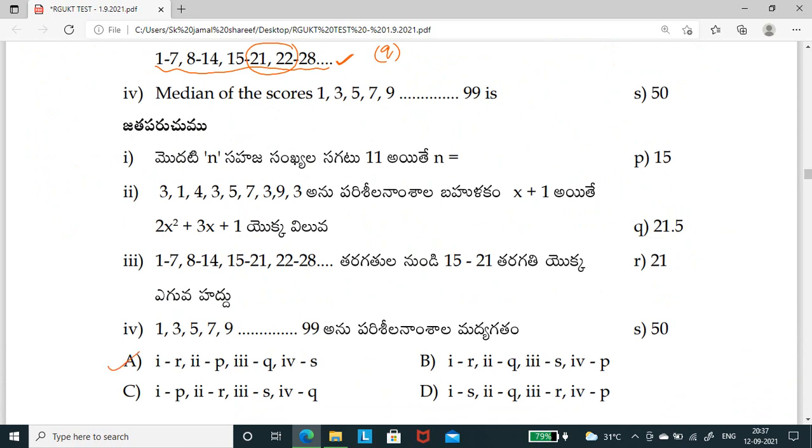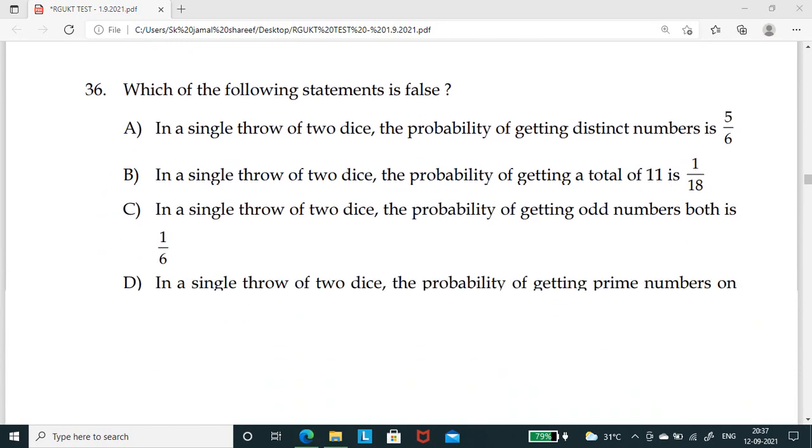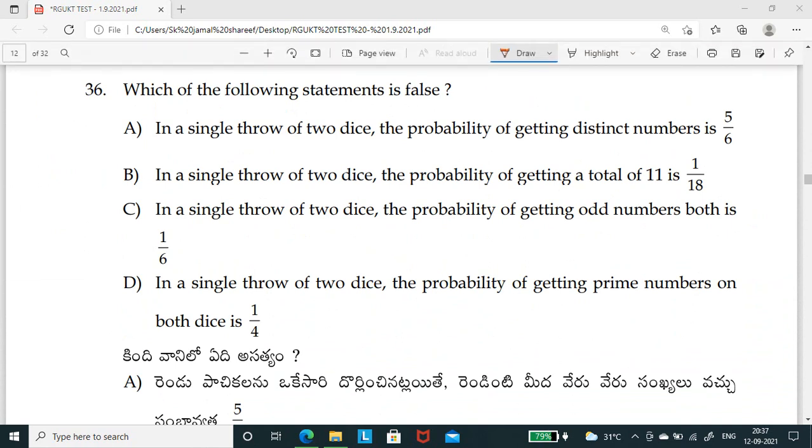RPQ. So hence it is option A. Right. Next, moving on to question number 36. Which of the following statements is false? In a single throw of 2 dice, the probability of getting distinct numbers is 5 by 6.